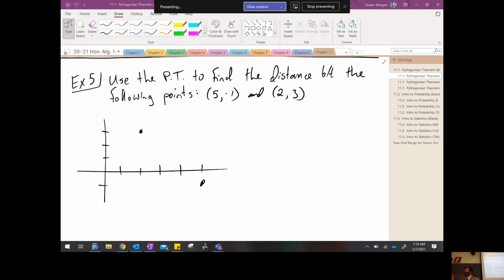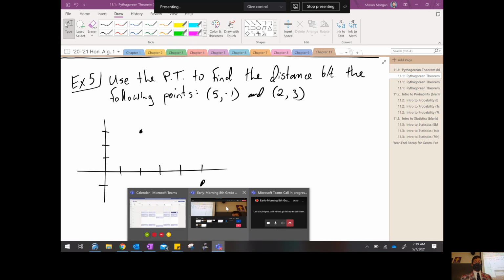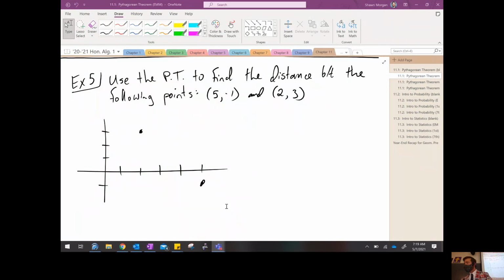I say use the Pythagorean theorem, and yet, Lewis, what do we know Pythagoras has to do with? Yeah, triangles. And yet on this screen, I don't see any triangles. So what I want us to do is approach this through the mindset of when we talked about slope, calculating the slope of a line. Andrew, tell me what slope is. Slope is blank over blank. Rise over run. Yeah, buddy, rise over run.